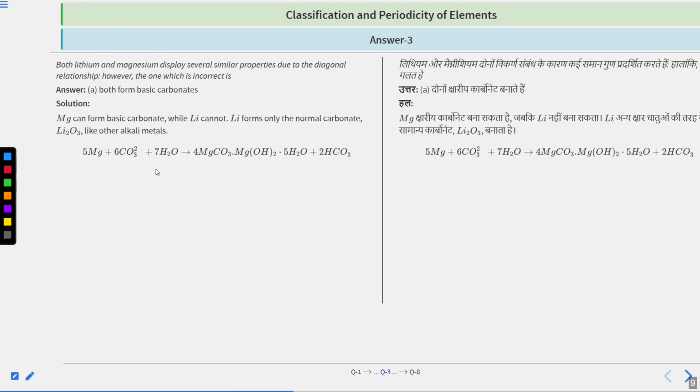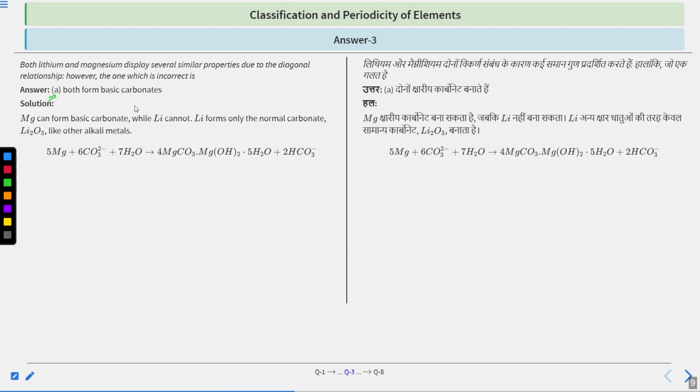Let's see. The correct answer is option A, that is both form basic carbonates. So magnesium can form basic carbonate while lithium cannot. Lithium forms only the normal carbonate like Li2CO3, like the other alkali metals which belong to the same group to which lithium belongs. So that's why magnesium can form only the basic carbonate while lithium cannot.